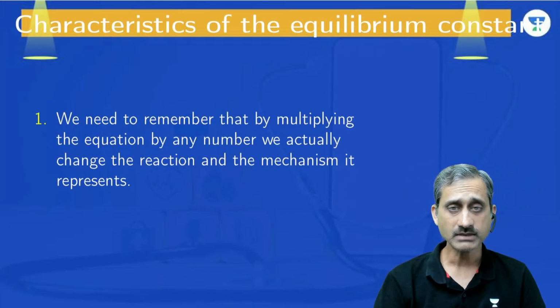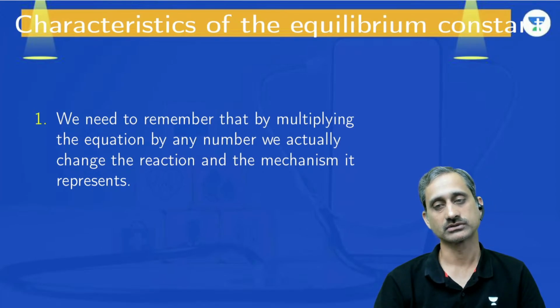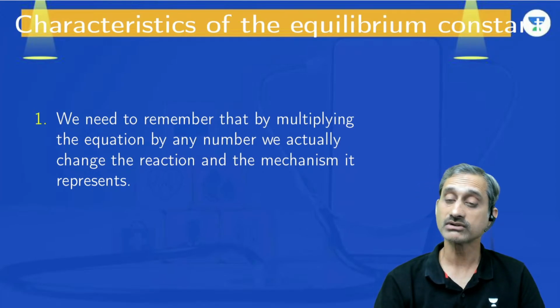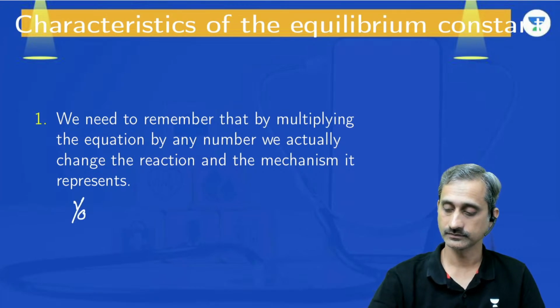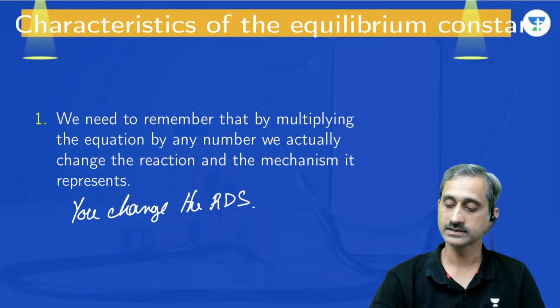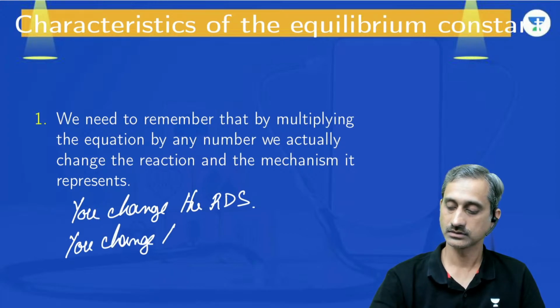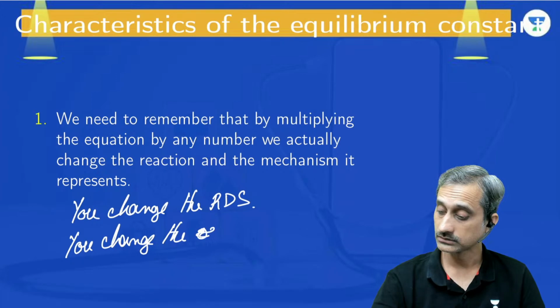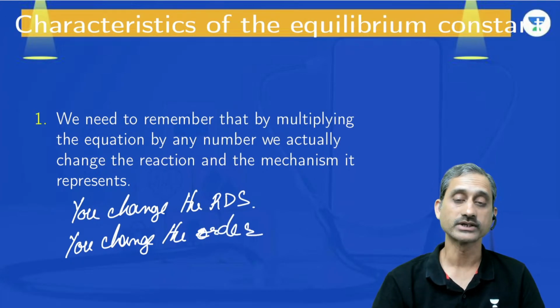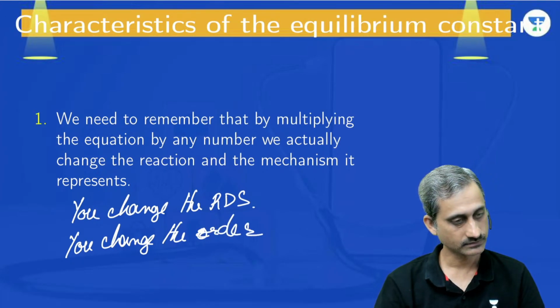So you need to remember that by multiplying the equation by any number you actually change the reaction and you change the mechanism, you change the rate determining step. Okay, you change the RDS, you change the order, and so quite obviously you change the equilibrium constant.